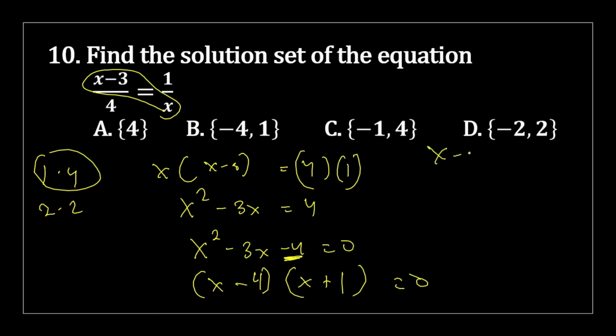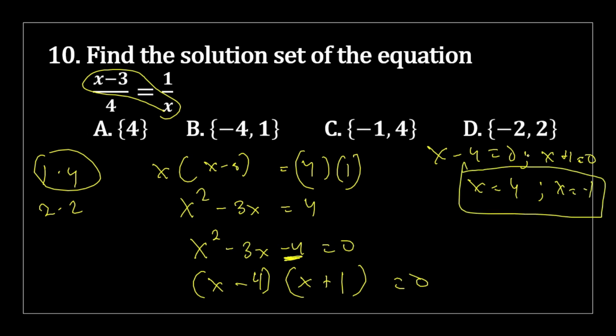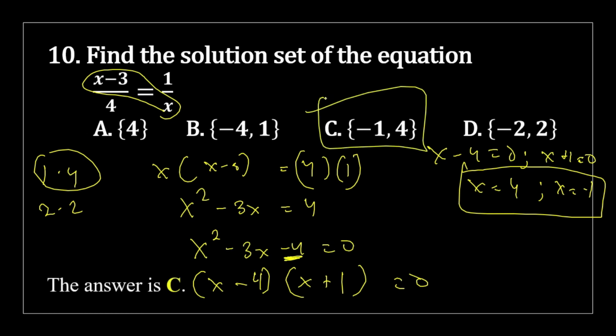So we have x minus 4 is equal to 0 and x plus 1 is equal to 0. So x is equal to 4 and x is equal to negative 1. So this will be our answer. 4 and negative 1, and that is C. That is the correct answer.